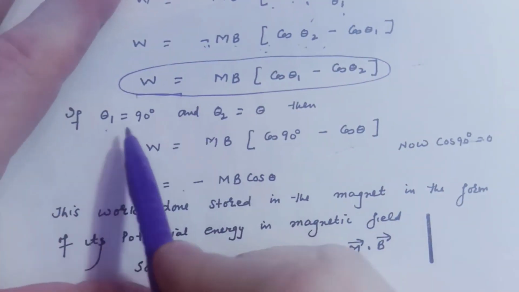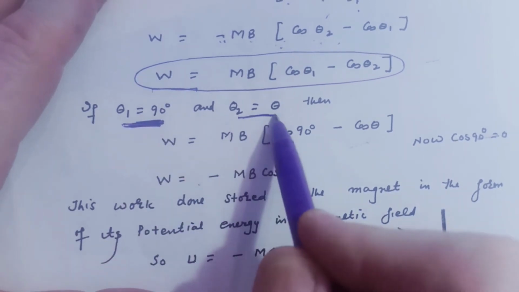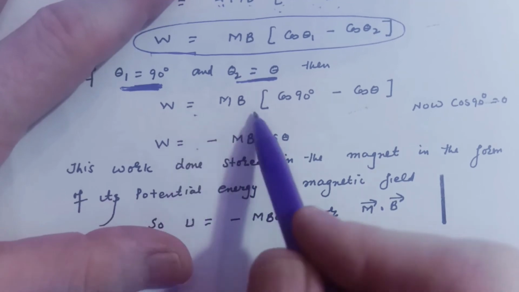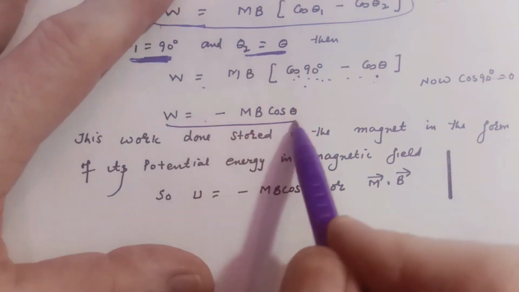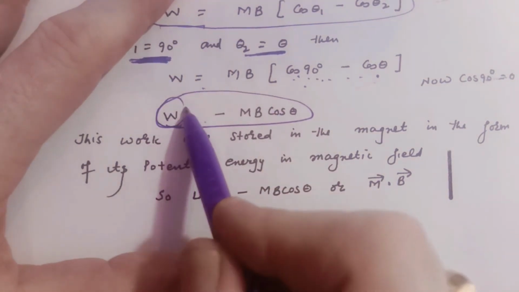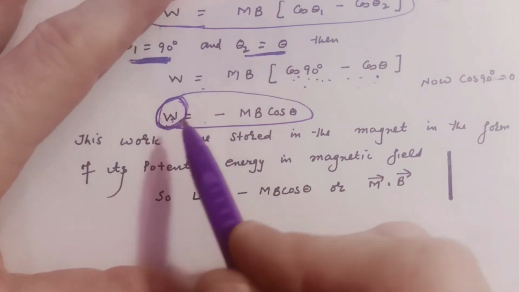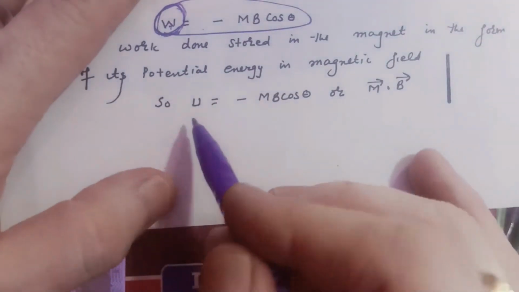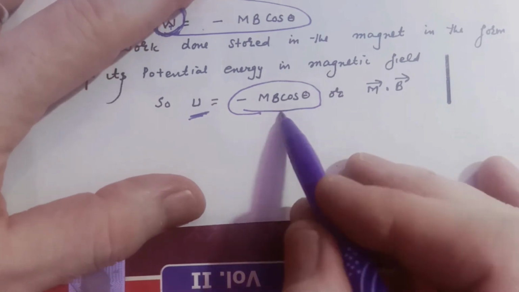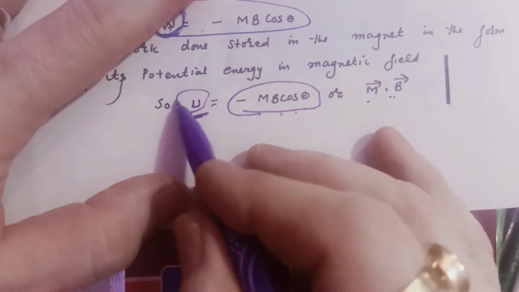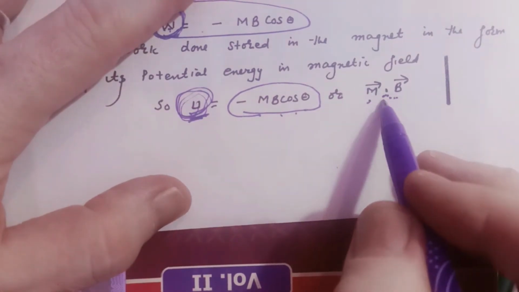So if we think our first position is 90 degree, theta 1 is 90 and theta 2 is any other angle, then work done becomes mB (cos 90 minus cos theta). Cos 90 is 0. So this is the work done. And this work done is stored in the magnet when it is in a field as a potential energy. So potential energy is U, which is minus mB cos theta. And like AB cos theta is A vector dot B vector, and potential energy is a scalar quantity. So this is a dot product between M vector and B vector.